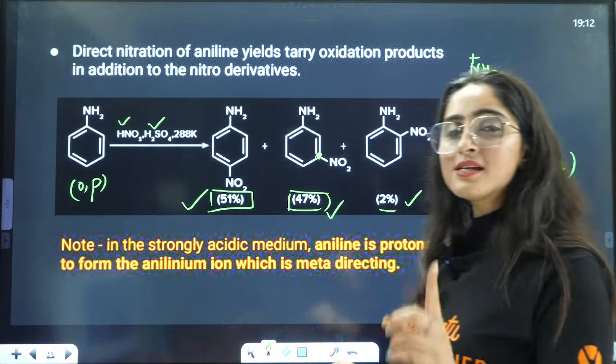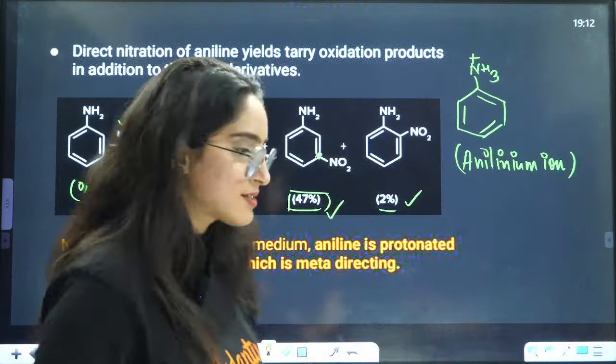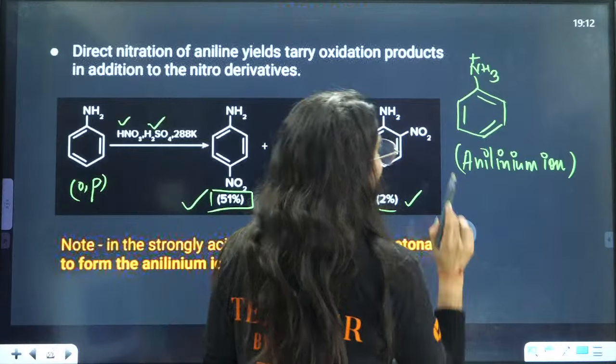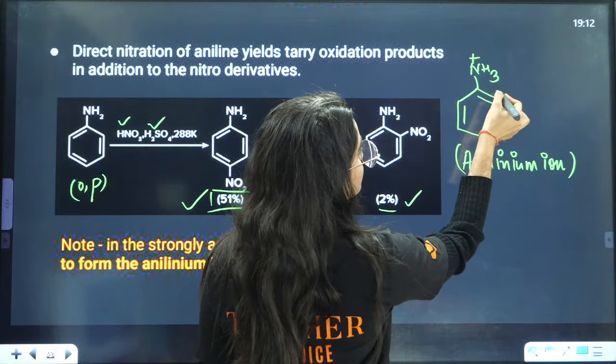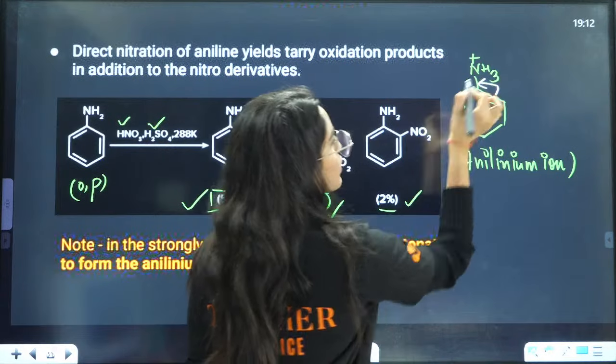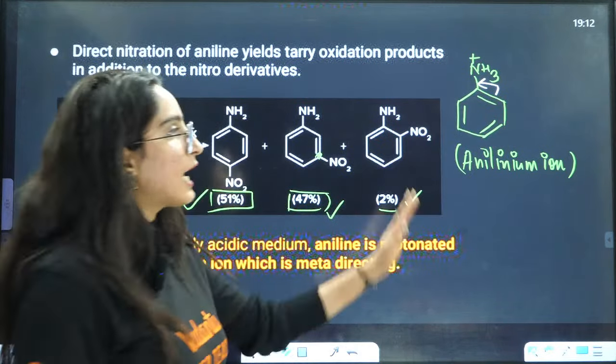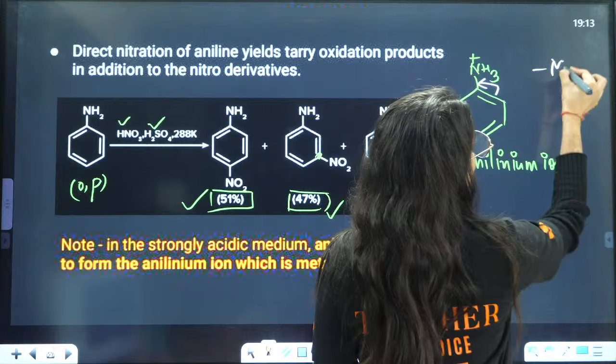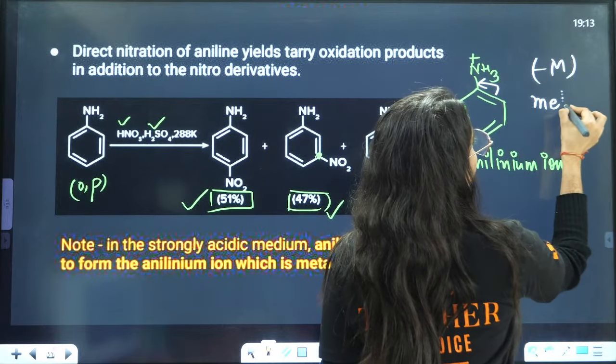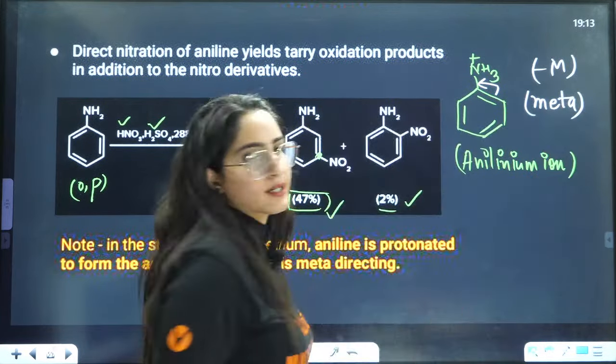Now, this anilinium ion is not ortho-para directing. As you can see here, there is a positive charge. So pi electrons will jump here, right? That means it is showing minus M effect. It is meta-directing.